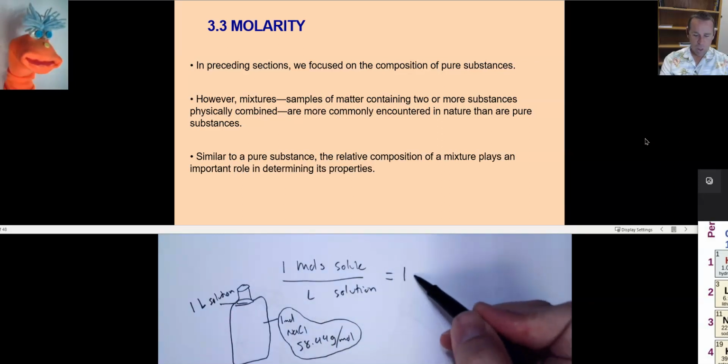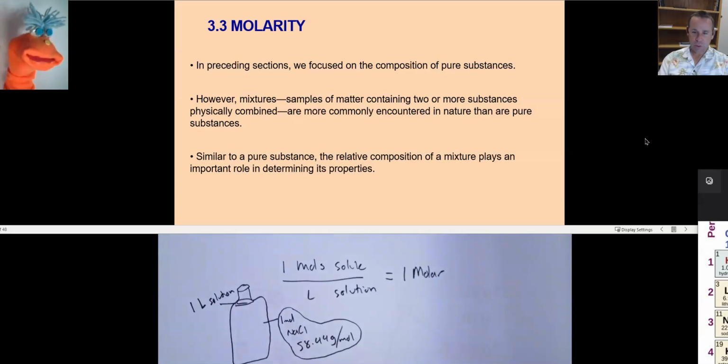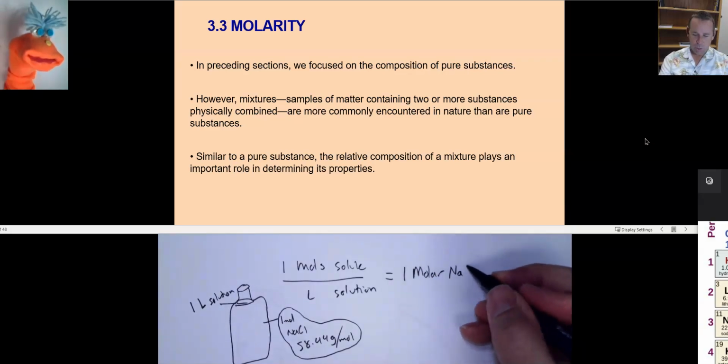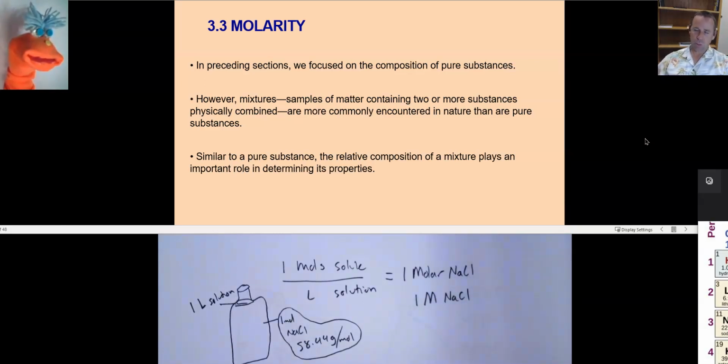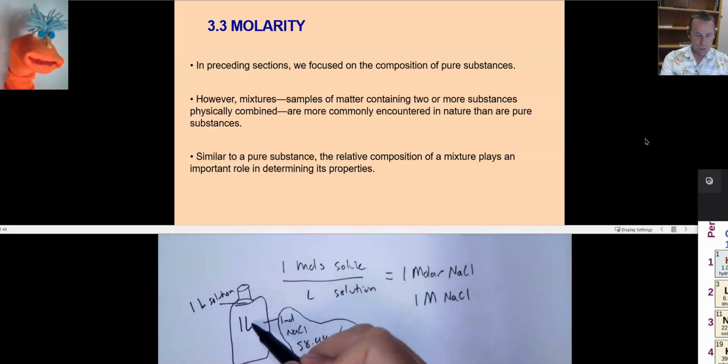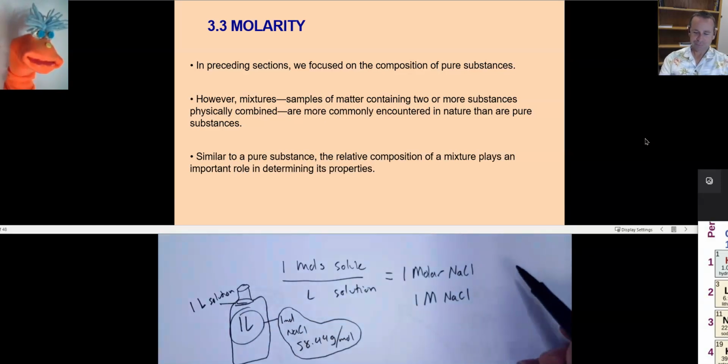I say I have a 1 molar solution of sodium chloride. So it's 1 molar sodium chloride. Also, just capital M NaCl. 1 molar sodium chloride means I have 1 mole of solute for every liter of solution. 1 mole of sodium chloride for every liter of solution. This is 1 liter of solution.